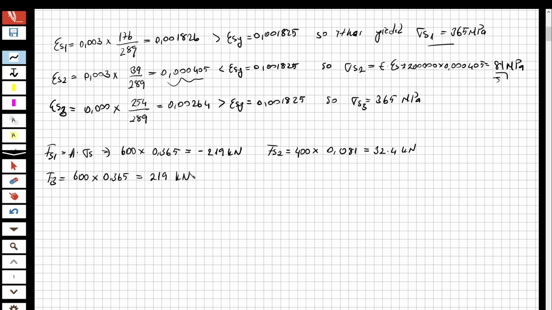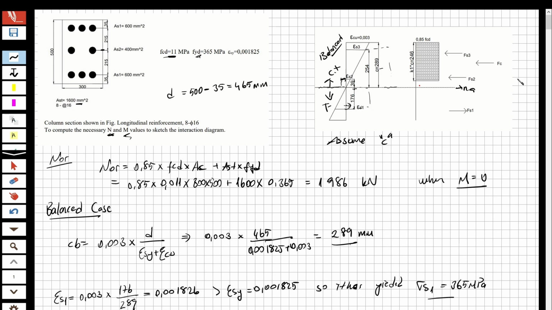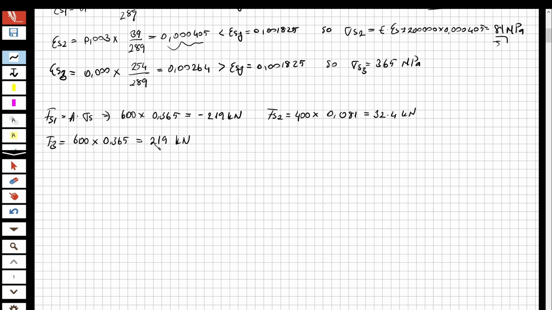Okay, now we obtained the forces. Look at here, we have another force here. We calculated this one, this, and this. So here we also have to calculate the concrete force. So concrete force, how is it going to be calculated? Let's do it. For the concrete force, it's going to be 0.85 multiplied by the design strength of concrete, multiplied by A and multiplied by B.